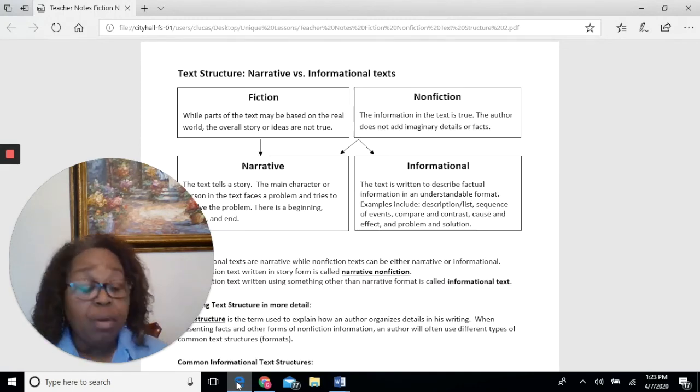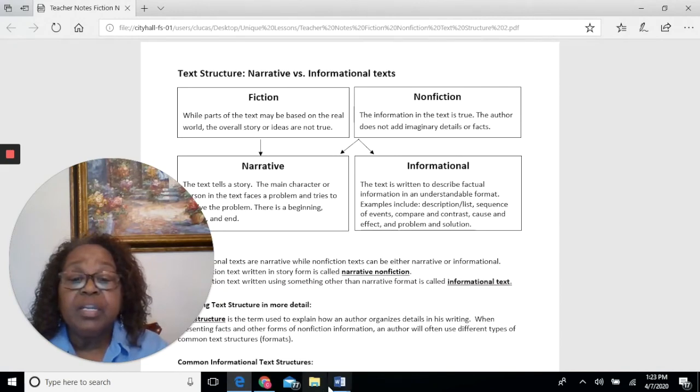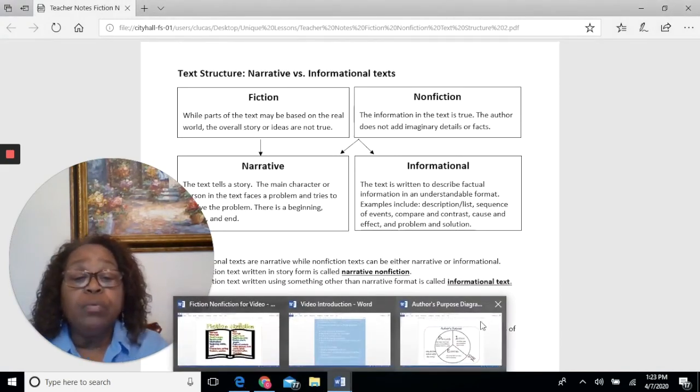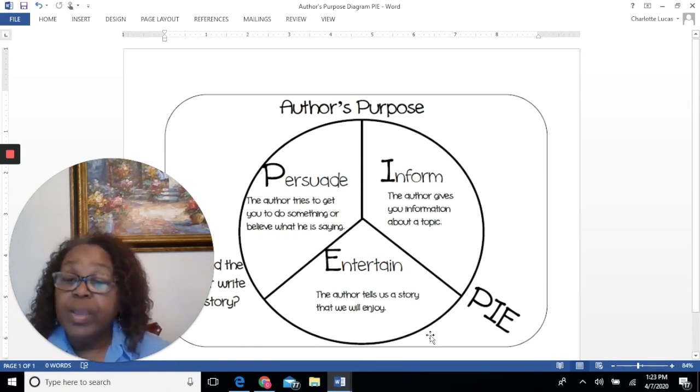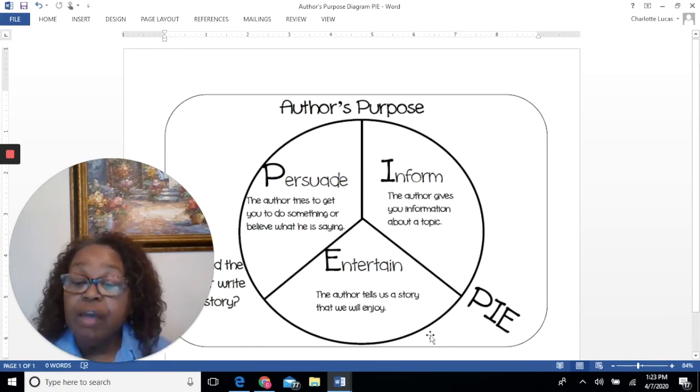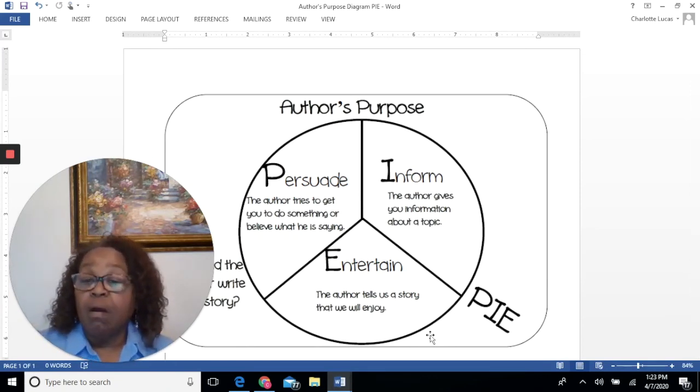All right, I'm very proud that we were able to figure that out because if it was breaking the rules, we would have to make a correction. But this author did a very good job. Excellent. Now let's stop and think about what was this author trying to do? You remember, we have to go to PIE. We have to figure out what was the author's purpose in telling us this story.